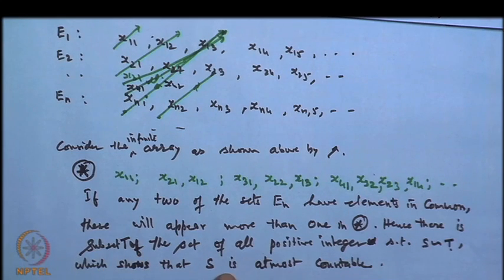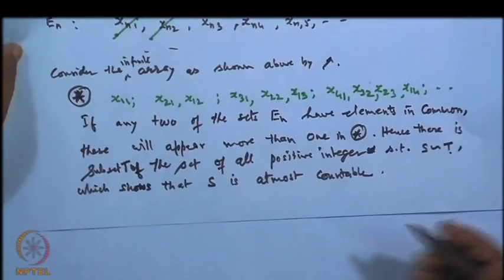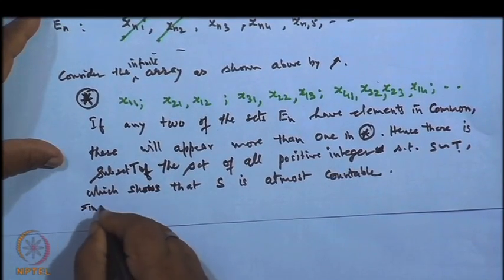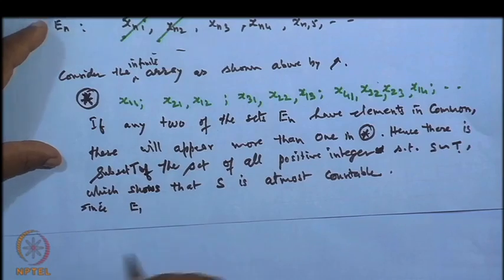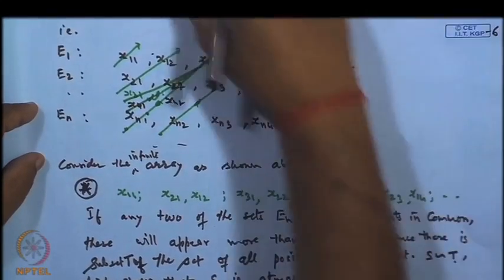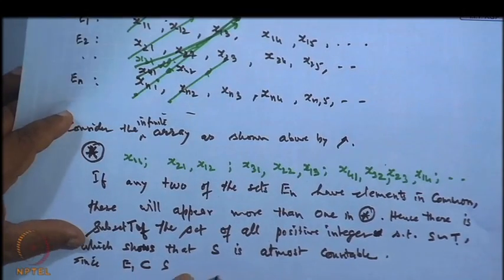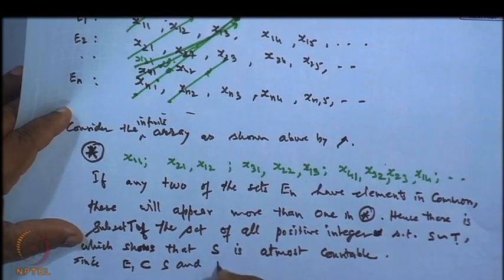Okay. Now, S may be finite or may be infinite. But S cannot be finite. Let us see why, because E_1 is contained in S, because S is the countable union of these E_n's.